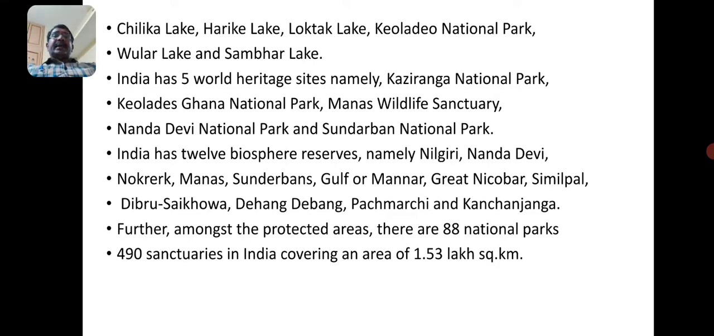India has 5 World Heritage sites, namely Kaziranga National Park, Keoladeo National Park, Manas Wildlife Sanctuary, Nanda Devi National Park, and Sundarban National Park. India has 12 biosphere reserves, namely Nilgiri, Nanda Devi, Nokrek, Manas, Sundarban, Gulf of Mannar, Great Nicobar, Dibru-Saikhowa, Dihang, Pachmarhi, and Kanchenjunga. Among the protected areas are nearly 88 national parks and 490 sanctuaries in India, covering about 1.53 lakh square kilometers.